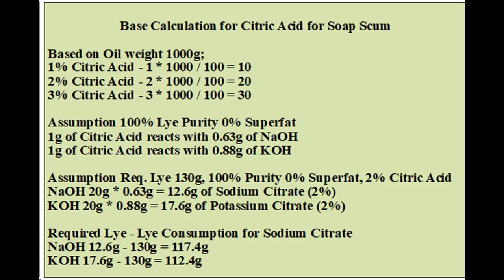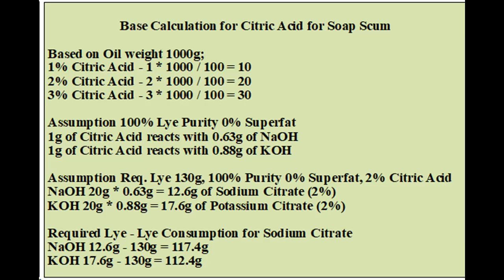So if we get our calculator, and obviously 2% of 1,000 grams, we do 2 times 1,000 divided by 100, and that's 20 grams. So we know for sodium hydroxide, 1 gram of citric acid reacts with 0.63 grams of sodium hydroxide, and 1 gram of citric acid reacts with 0.88 grams of potassium hydroxide.